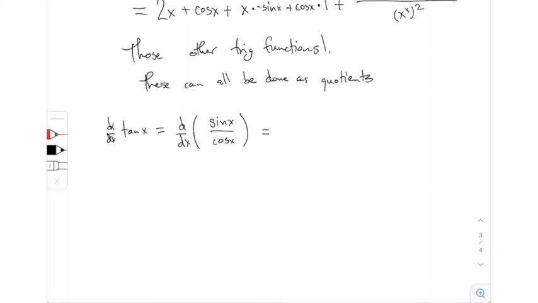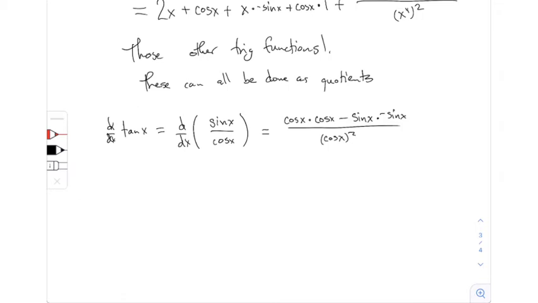I say it is the bottom times the derivative of the top, so that's cosine x times the derivative of the top, which would also be cosine x, and then minus the top times the derivative of the bottom. The top is sine x, and the derivative of cosine is negative sine x. All of this divided by the bottom squared. This would be cosine x squared, like that. All right? And that is the derivative of tangent.